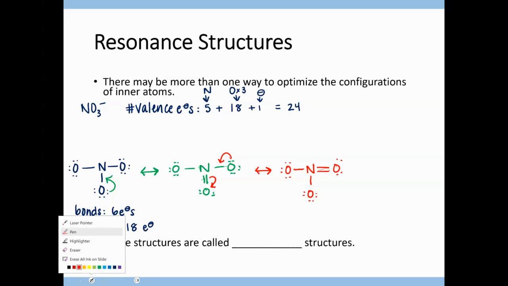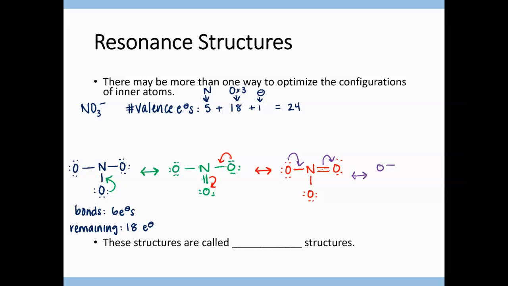And then lastly, we could use the oxygen on the top right, put those electrons, make them a double bond, and that will give us our last resonance structure. And all of these have a net minus charge, so I'll just add a minus charge on each of these.